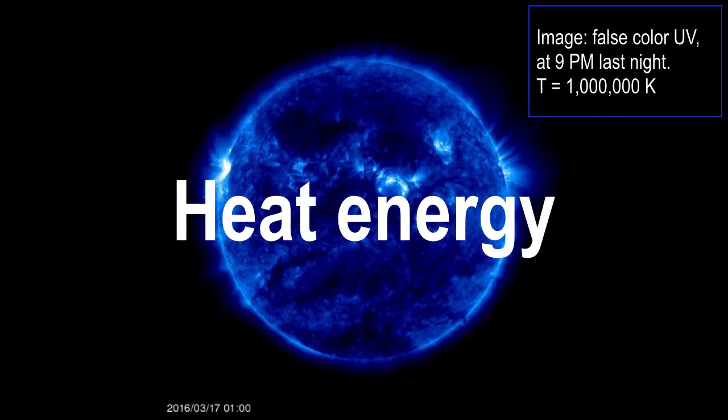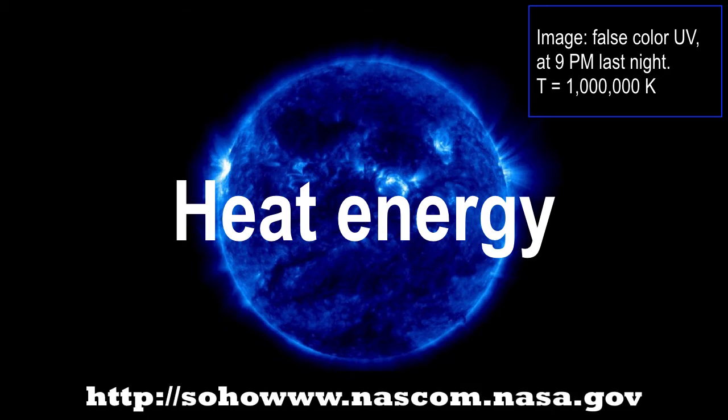Now I'm going to explain that capital K there. That's for the Kelvin scale. We'll be explaining that in a minute. But here's the address where you can see this. It's the SOHO spacecraft, www.nascom.nasa.gov. Just go there and you'll see all kinds of images. Not just this one, but other ultraviolet false color images. You'll see some visible images of the Sun, some black and white versions of visible images. It's pretty cool. So we're going to be talking about heat energy.